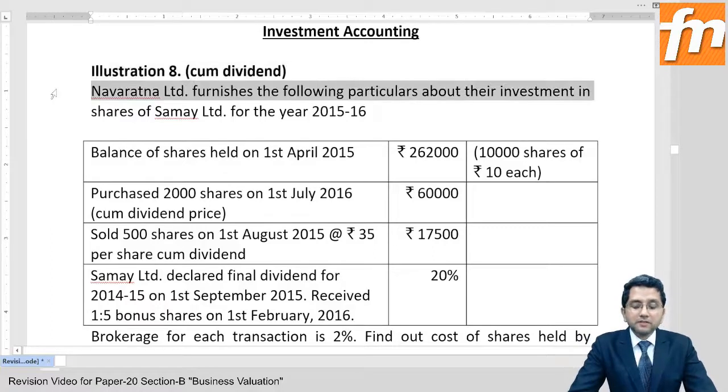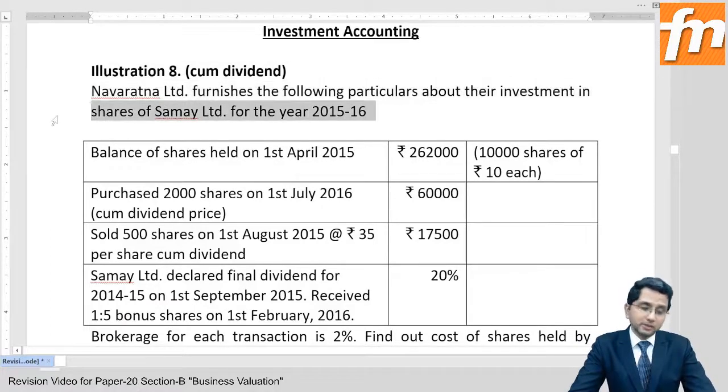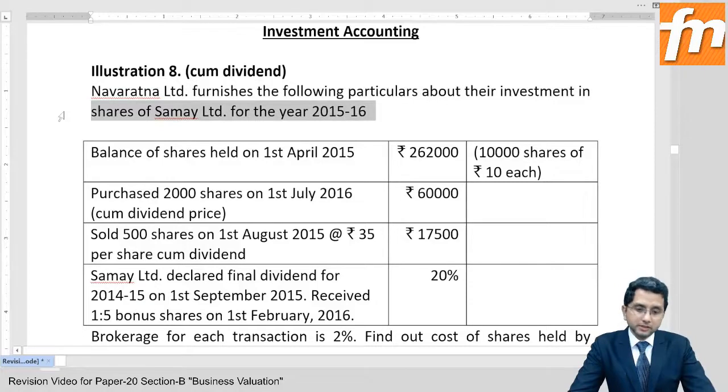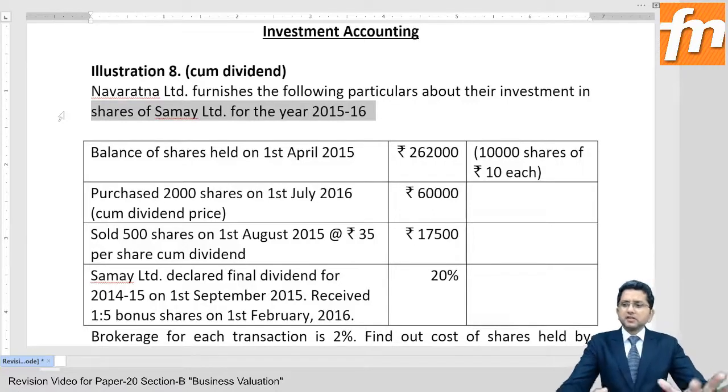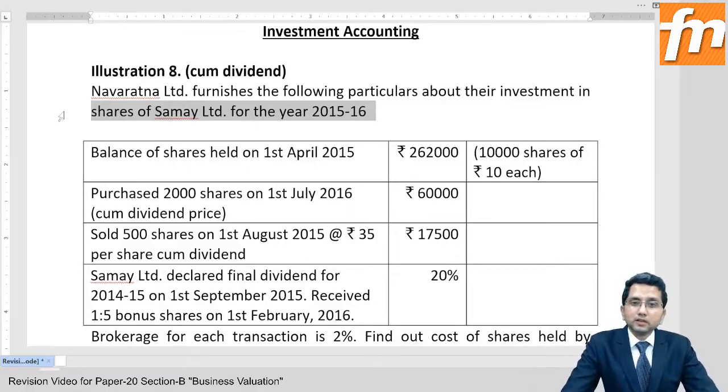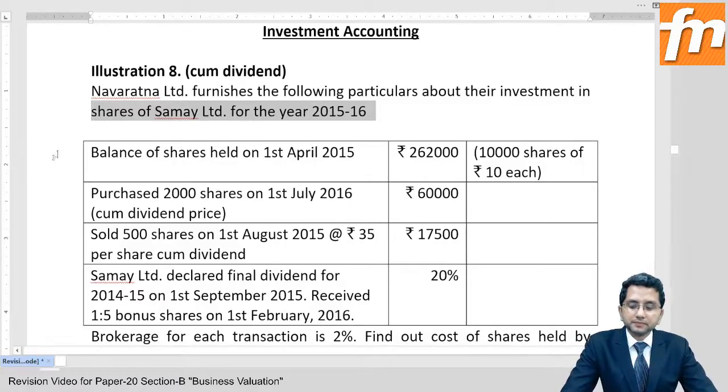Okay, Navratna Limited furnishes the following particulars about their investment in the shares of CMA Limited. Investor company is Navratna Limited. They have bought shares of CMA Limited. So we have to do valuation of shares of CMA. And this is not the fair value method. This is not the market approach. This is the cost approach. The investment should be valued at cost of acquisition.